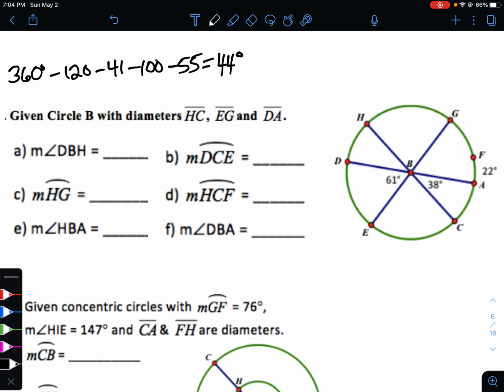And the two easiest to start off with would have to be the vertical angles. So if you had 61 degrees here, that's also 61 here, and then 38 here would also have to be 38 degrees here.